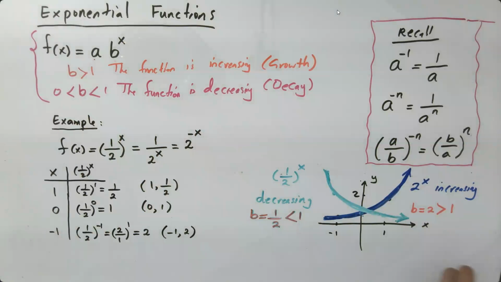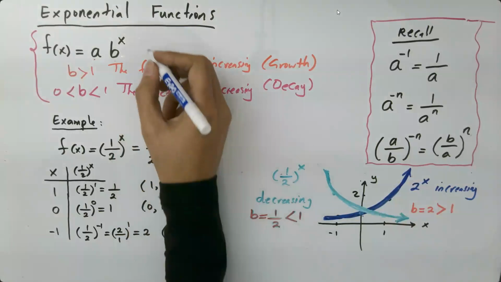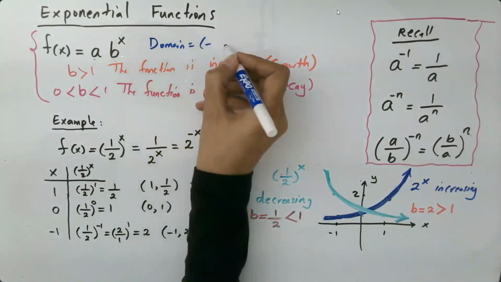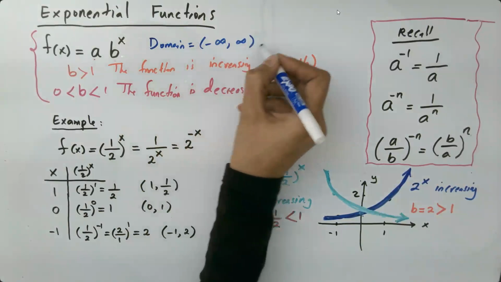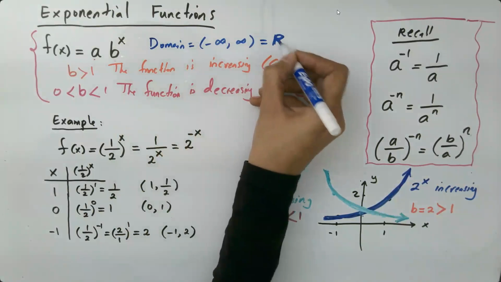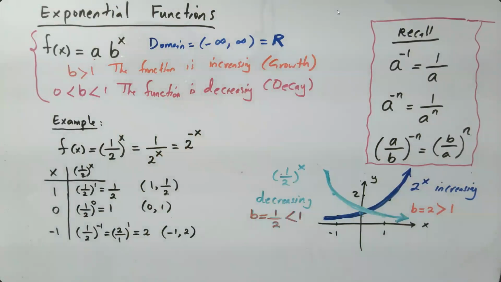So these are the properties for exponential functions. As you can see, in either case, the domain is from negative infinity to positive infinity. So the domain, negative infinity to positive infinity, or as you remember, the bolded letter R representing the real line.